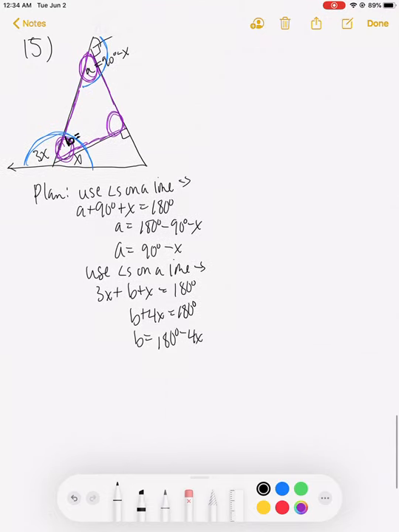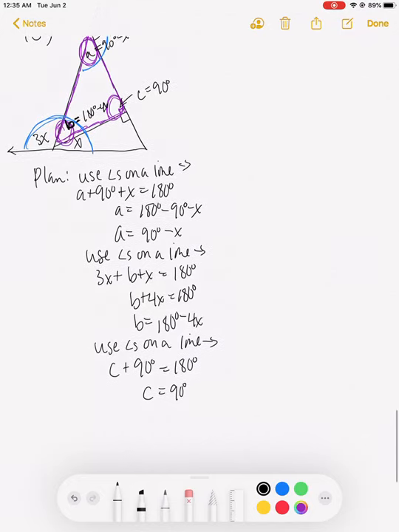And to get the last one, we also use angles on a line. Copy this down first. We can show that this angle right here is going to be angle C. So we use angles on a line to get angle C. So C plus 90 degrees equals 180 degrees. And then I subtract 90, so C is going to equal 90 degrees. Which we could have deduced, or we could have seen that from the picture, but we have to prove it.